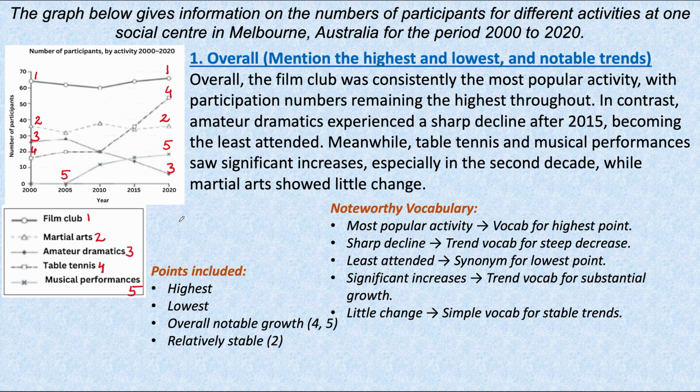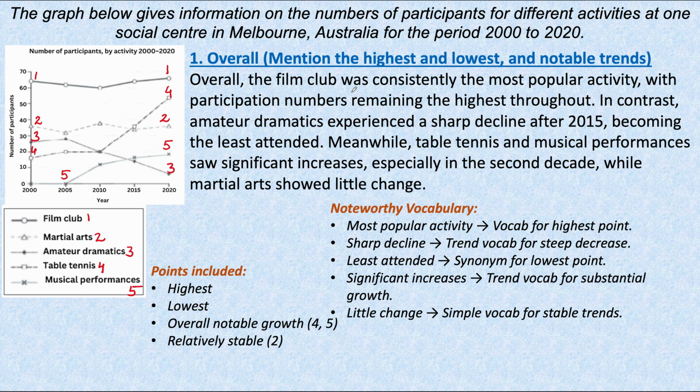Overall, the film club was consistently the most popular activity, with participation numbers remaining the highest throughout. In contrast, amateur dramatics experienced a sharp decline after 2015, becoming the least attended. Meanwhile, table tennis and musical performances saw significant increases, especially in the second decade, while martial arts showed little change.